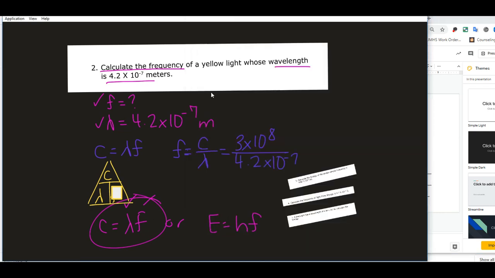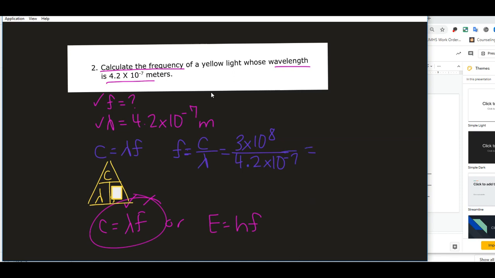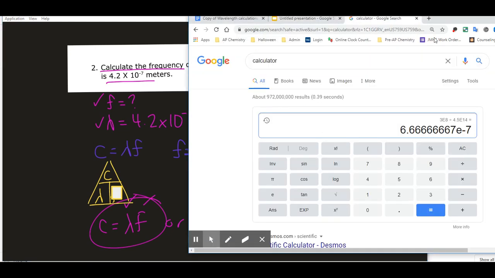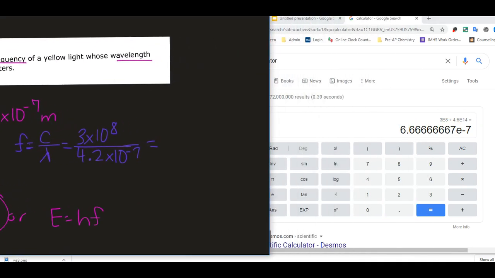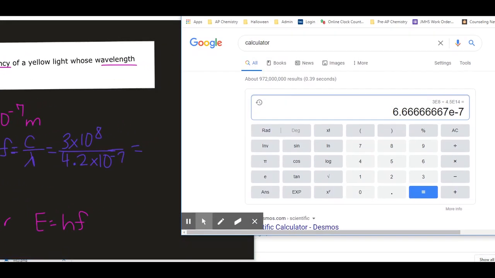Now we're going to plug in the value that was given to us in the problem, 4.2 times 10 to the negative 7. When we plug this into our calculator, so again, let me show you that one more time to make sure you are plugging in correctly. So you have 3, you're going to push this exponent, 8 divided by 4.2 exponent negative 7, and we're going to push equals. And so we get this value.